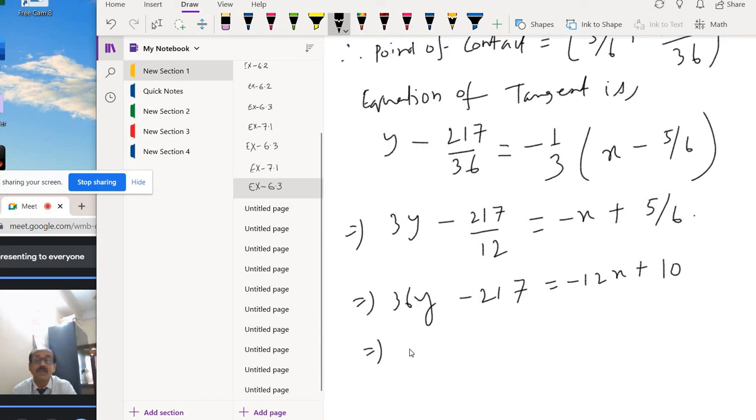Therefore 12x plus 36y minus 217 minus 10, that means minus 227, equal to 0. So 12x plus 36y minus 227 equal to 0. This is the required equation of the tangent when it is perpendicular to the line. Okay.